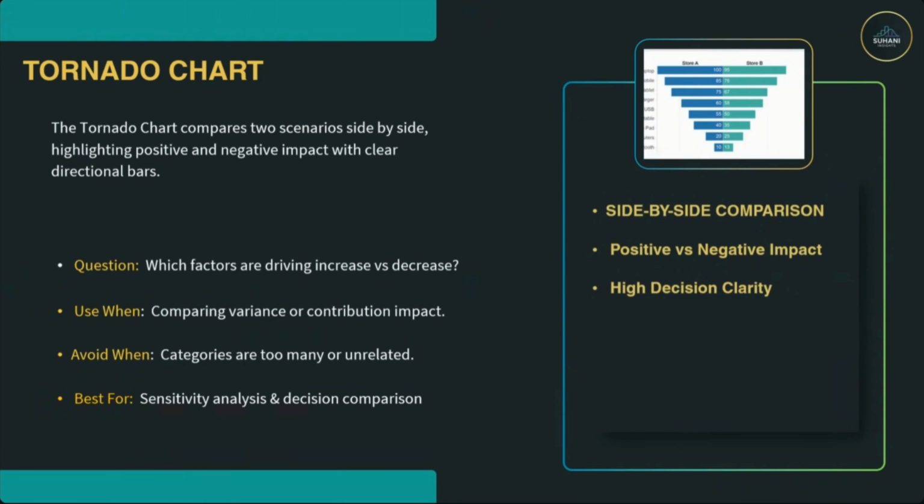First, the tornado chart. I have named this chart the good versus evil chart, because don't just let the name scare you. It's actually one of the most intuitive charts I have ever used for comparison. This chart helps us compare two scenarios side by side at the same time, highlighting the positive and the negative impact with clear directional bars. So the questions we answer with this chart are: which factors are driving the increase versus decrease, what we are comparing, is there any relationship between them, and if there is, how the contribution is impacting both of them.